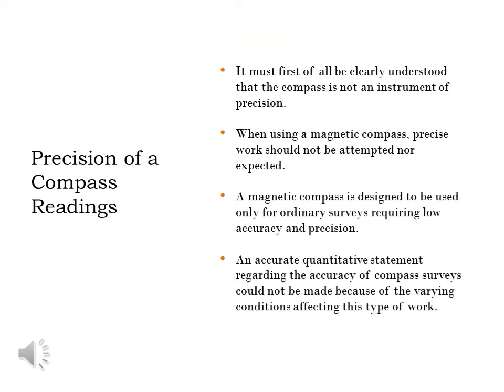Precision of the compass readings. It must first of all be clearly understood that the compass is not an instrument of precision. When using a magnetic compass, precise work should not be attempted nor expected. A magnetic compass is designed to be used only for ordinary surveys requiring low accuracy and precision. An accurate quantitative statement regarding the accuracy of a compass survey could not be made because of the varying conditions affecting this type of work.